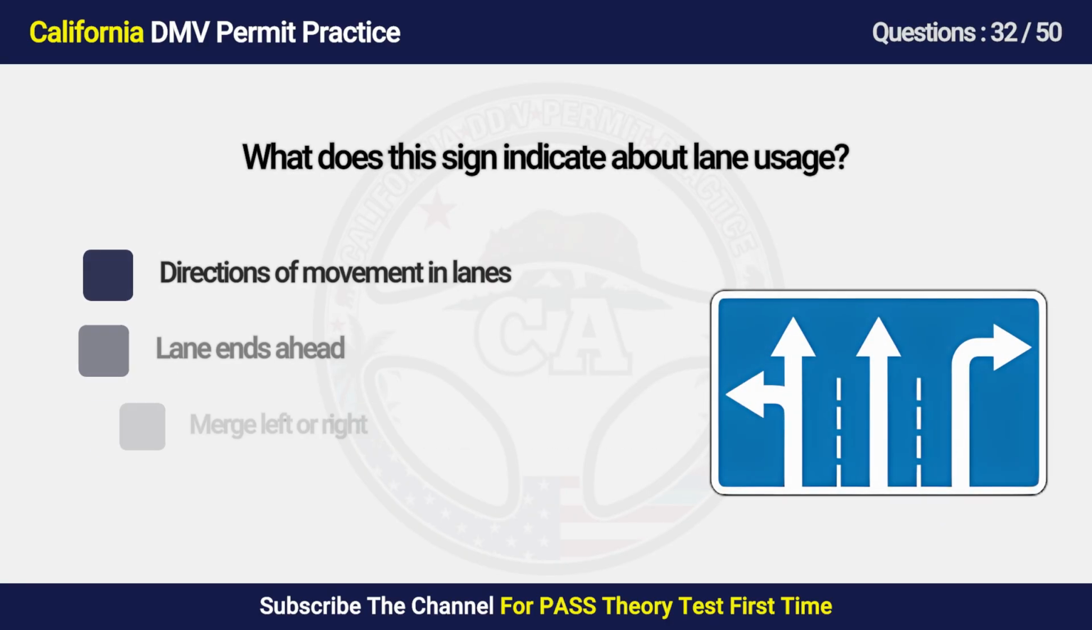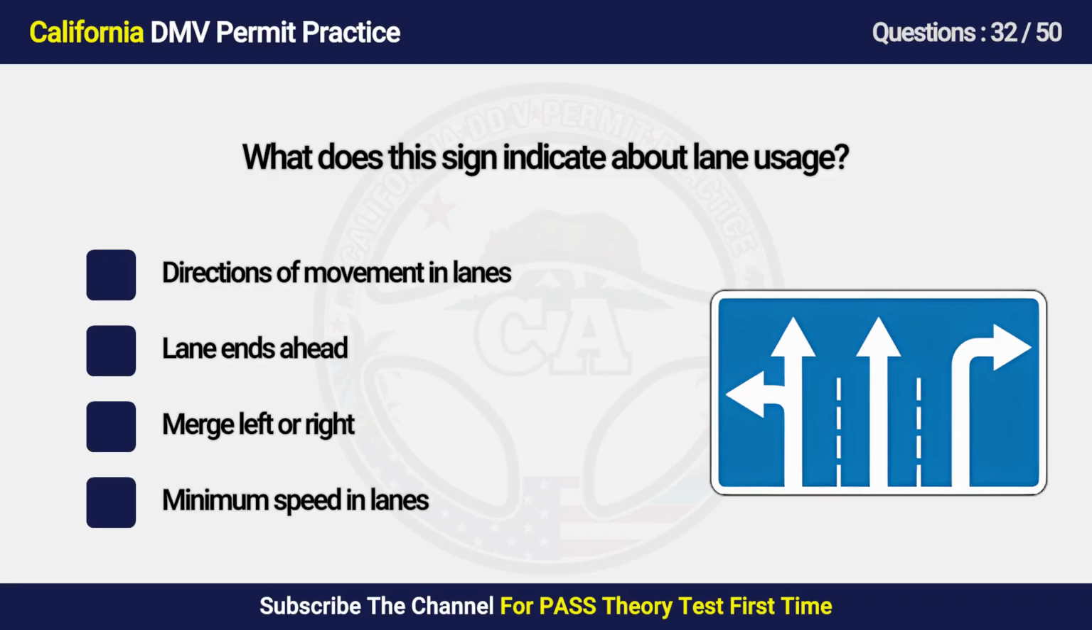Question 32. What does this sign indicate about lane usage? A. Direction of movement in lanes. B. Lane ends ahead. C. Merge left or right. D. Minimum speed in lanes.